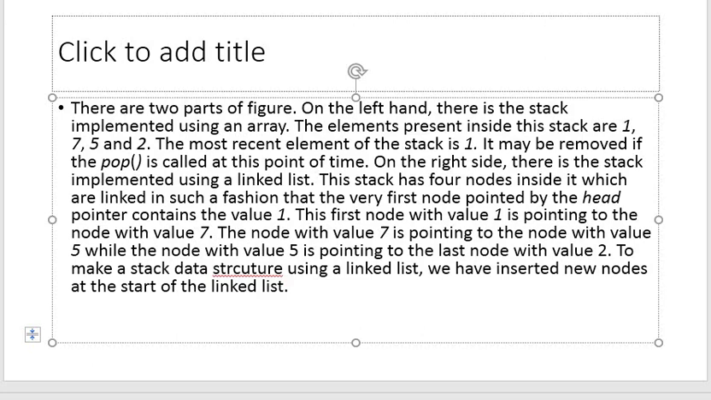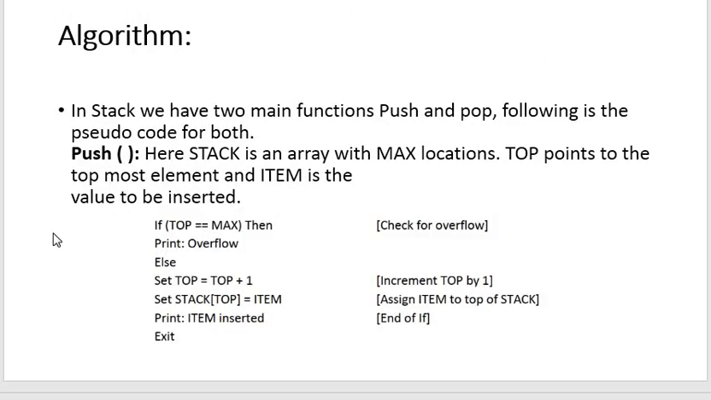To make a stack data structure using a linked list, we insert new nodes at the start of the linked list. When you are creating a stack using the linked list, you just have to insert a node at the start. So if we look at its algorithm, in a stack we have two main functions, push and pop. Following is the pseudocode for both.